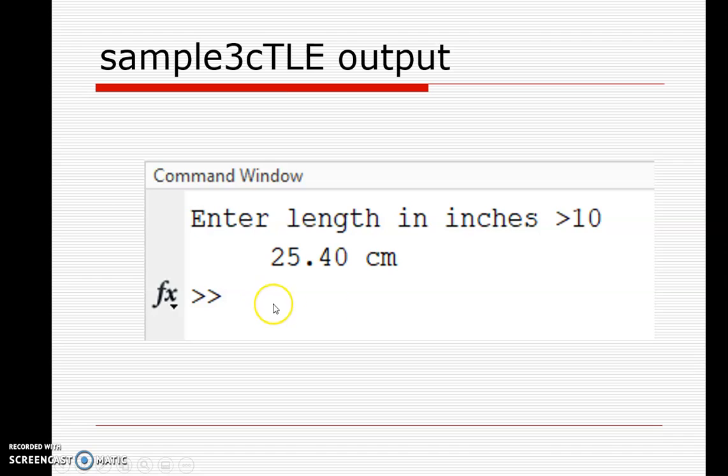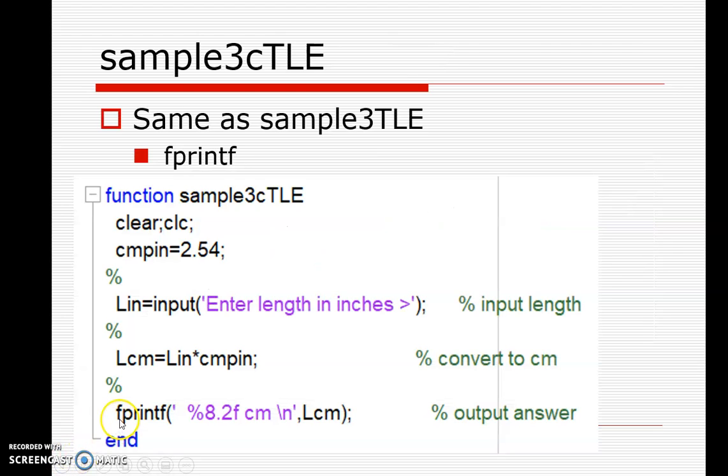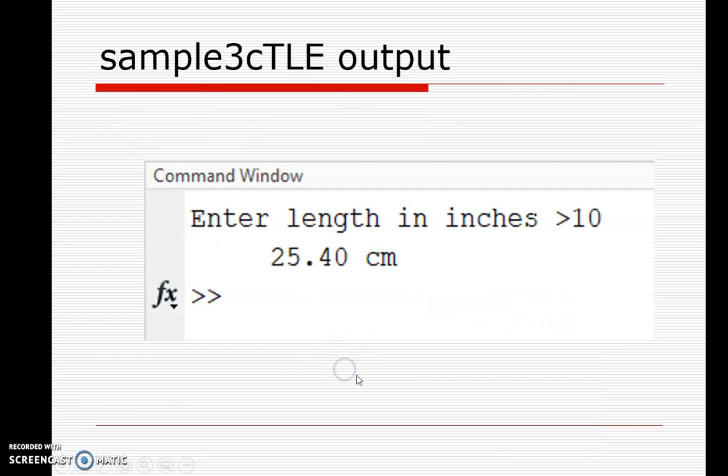So menu for input, fprintf for output. Now there's also an sprintf, which instead of having it write to the screen, I could put it in a variable like z equals sprintf of x, and instead of coming to the screen, it goes into the variable z, which I could then put as a title of a graph or something. We'll see that again later.